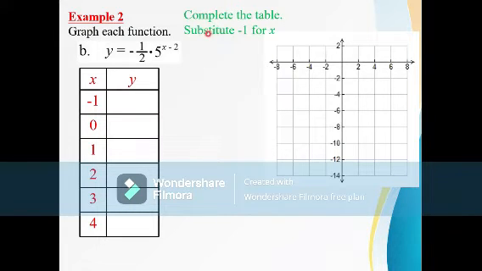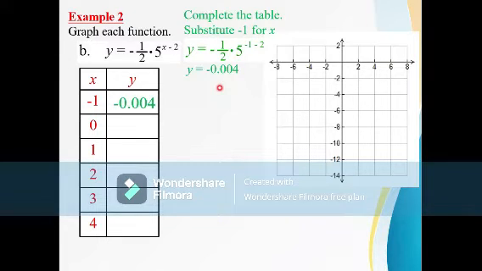Okay, so let's start. Complete the table, substituting negative 1, the first value of our x, for x. So y is equal to negative 1/2 times 5 to the power of negative 1 minus 2. That gives us about negative 0.004. Remember, 5 to the negative 1 minus 2 is 5 to the negative 3.